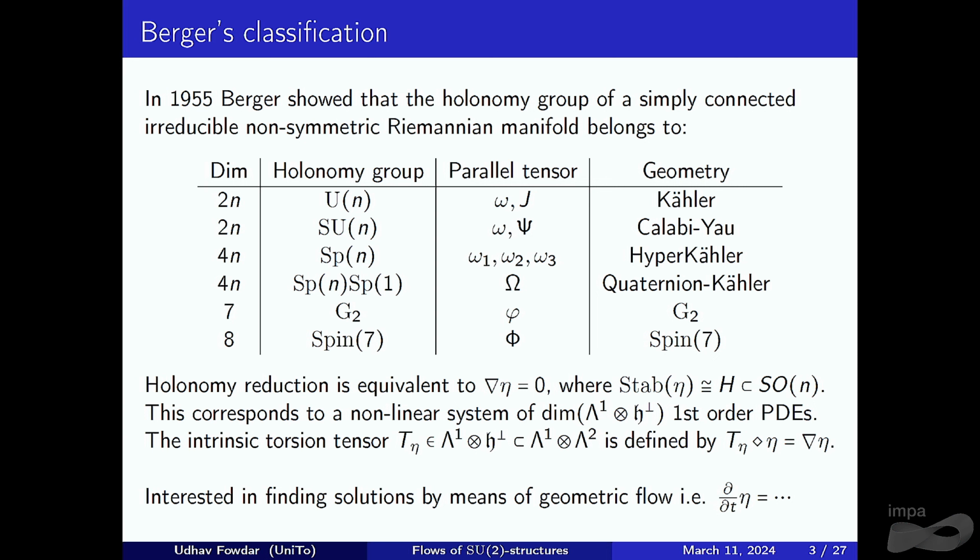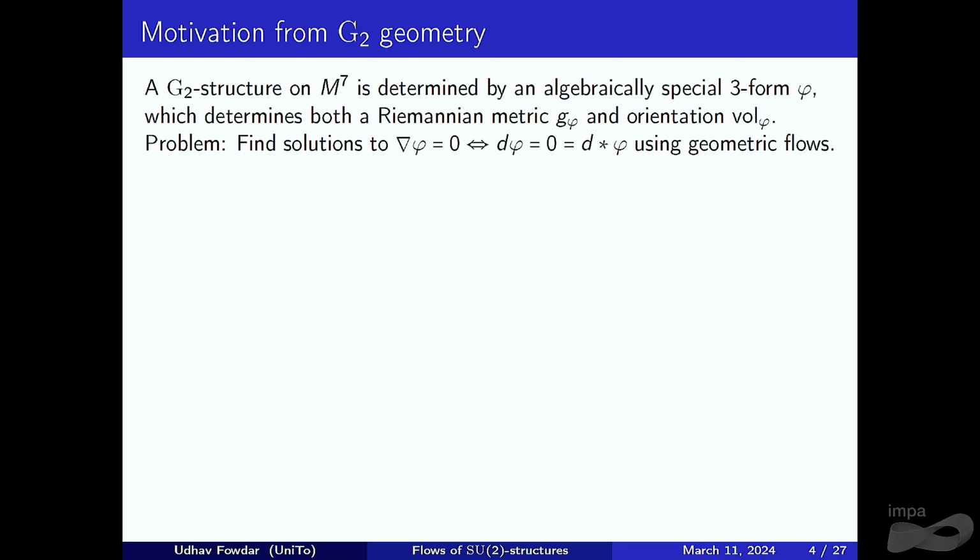So I would like to motivate this problem from the perspective of G2 geometry. We heard a little bit about G2 geometry this morning and in the previous talk, so let me quickly remind you what it is. A G2 structure on a 7-manifold is determined by an algebraically special 3-form phi. A generic 3-form is going to have this property on a spin manifold. And this 3-form will determine a Riemannian metric and also an orientation.